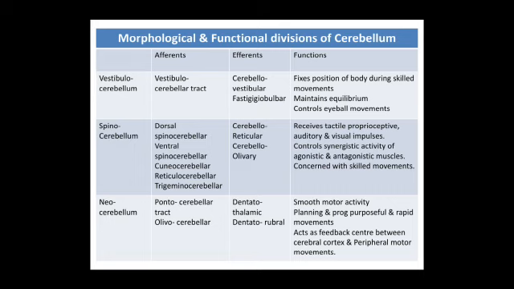The last is the neocerebellum, that is pontocerebellar tract and olivocerebellar, dentato-thalamic, dentato-rubral. So smooth motor activity, planning and programming, purposeful and rapid movements, acts as feedback center between cerebral cortex and peripheral motor movements.